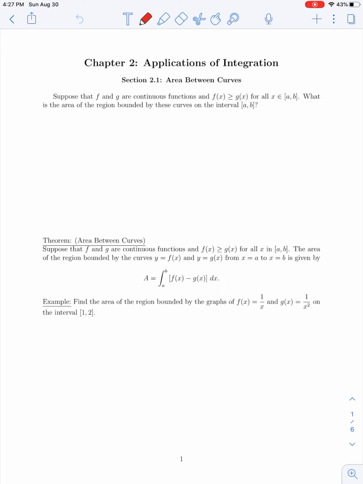So the problem that we're going to be considering in this section is related. It says, suppose that we have two functions, f and g, which are continuous, and we'll assume that f of x is greater than or equal to g of x for all values of x in the interval from a to b. So geometrically, that means the graph of f of x lies above the graph of g of x on some interval. And the question that we're posing is, what is the area of the region bounded by these curves on the interval from a to b?